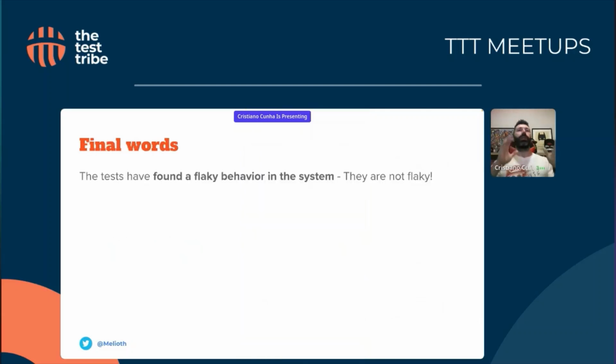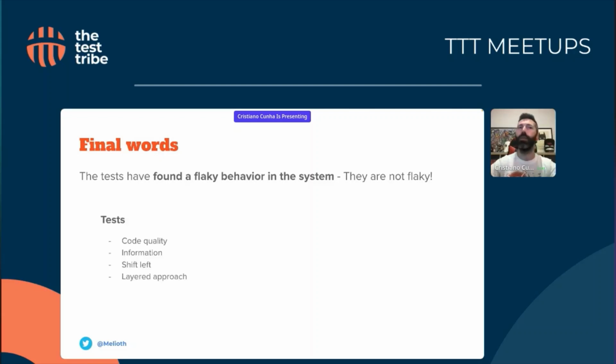So my final words, if you guys can help me, or if everyone out there can help me deconstruct this and start saying that we found a flaky behavior in the system and the tests have found it, and let's give the test a possible doubt. So probably the test is not flaky, probably something in the behavior of the system is. So what is it? How can I find it? How can I stop this flakiness from happening?